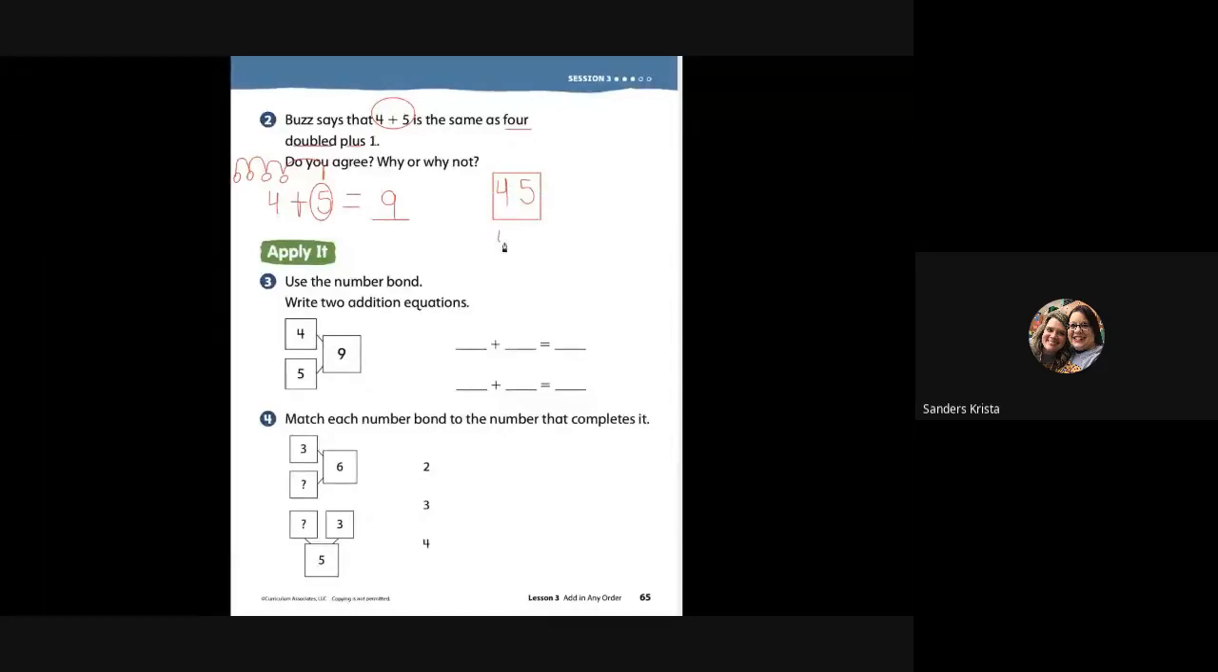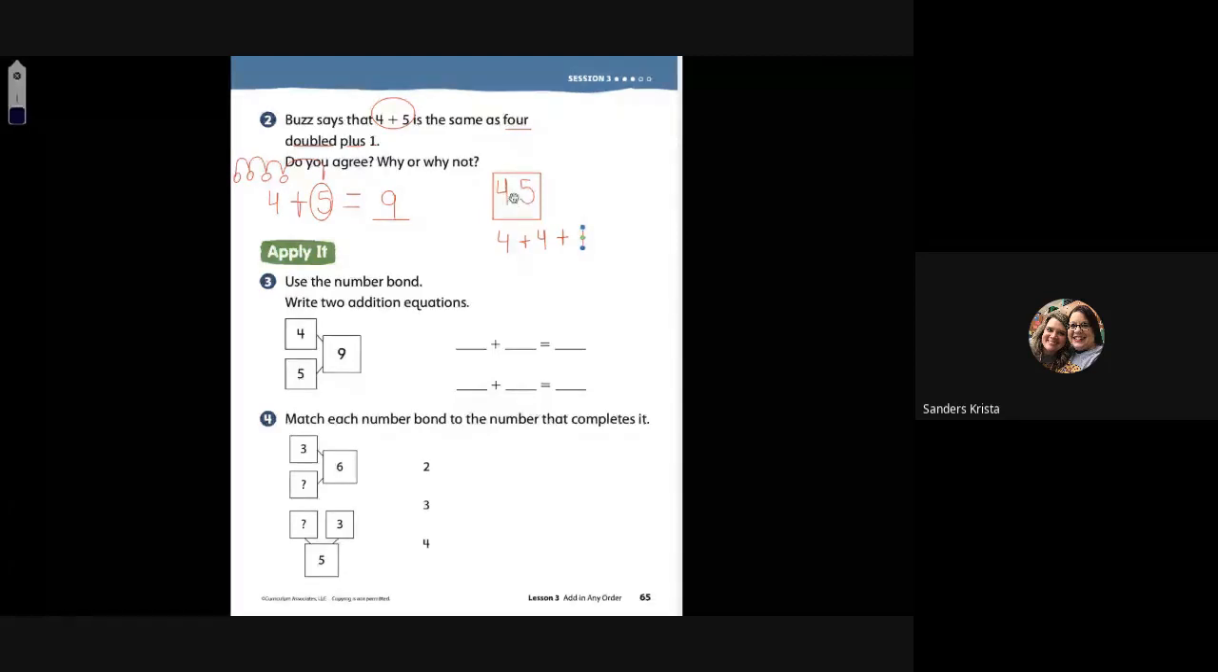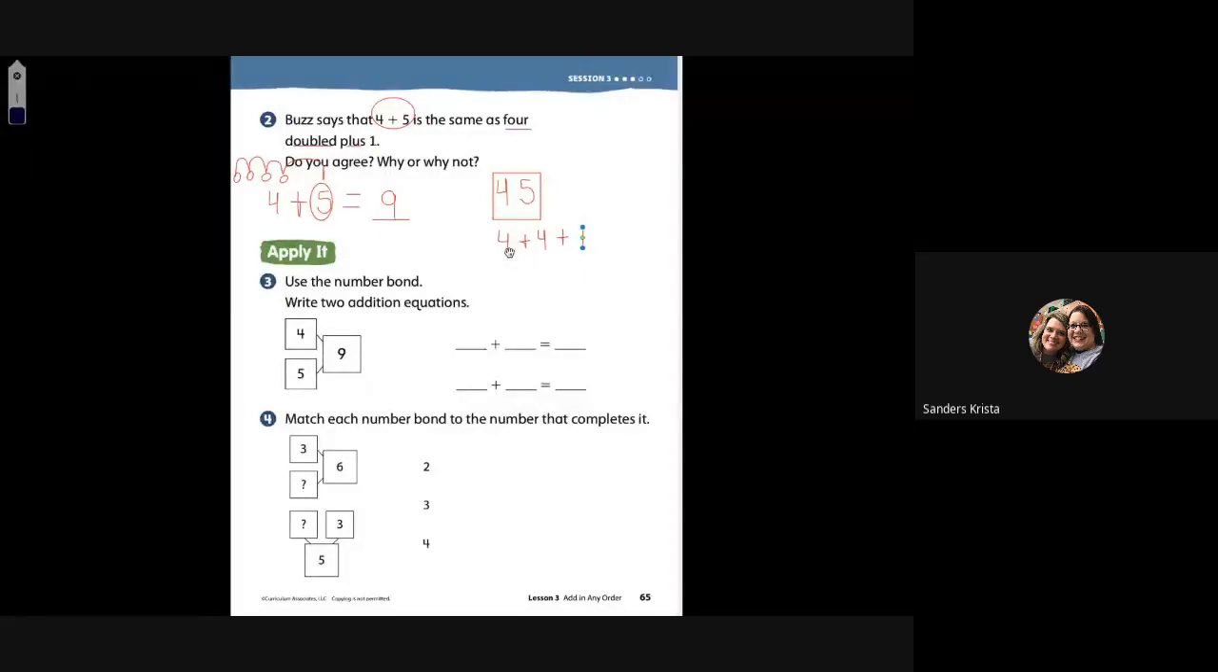So if I do 4 plus 4, I can add 1 more, right? 4 plus 4 and add 1 more to get my near double answer. What is 4 plus 4? Let's remember our rhyme. 4 plus 4 equals 8. That's great. 4 and 1 more. 8 and 1 more equals 9.